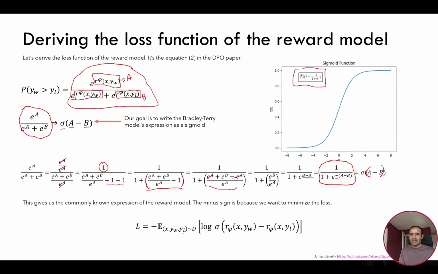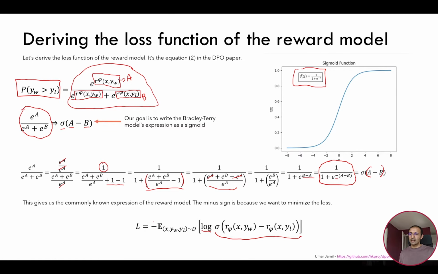And this is exactly the loss that you see here. So it is the sigmoid of the reward assigned to the winning answer minus the reward assigned to the losing answer. Here we also see a log, because usually we do not model the probability directly, but we model the log probability. So we have this log because we want to model the log probabilities. It is something that we can do because the logarithm is a monotonic function.